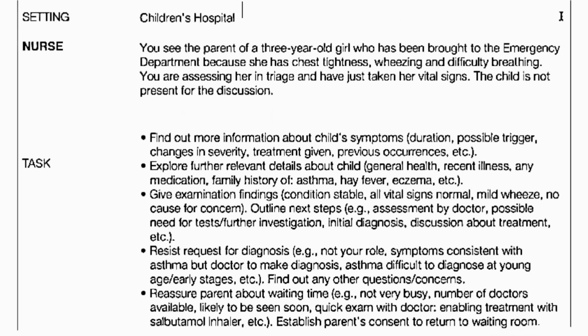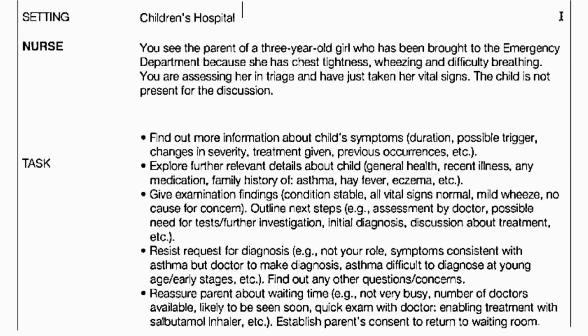Then we can ask one more question. Do you have any more concern? The last task is to reassure the parent about waiting time: not very busy, number of doctors available, likely to be seen soon, quick exam with doctor, enabling treatment with salbutamol inhaler, etc. Establish parent's consent to return to the waiting room.